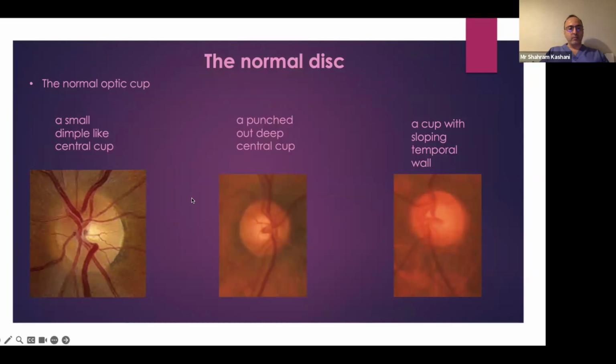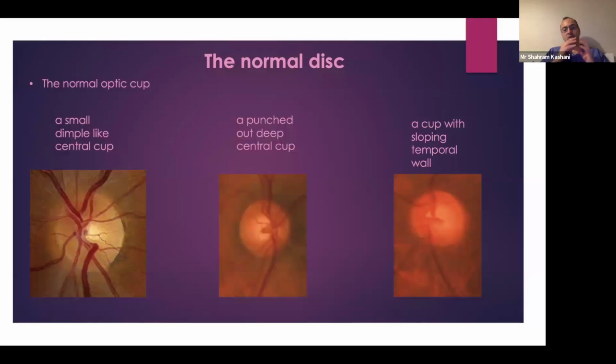So a normal disc can look variable. Sometimes you can just get one like here, which has a small dimple-like central cup. Hopefully, most of you would pass that as normal. Sometimes you might have the cup a bit deeper and punched out, or you might see a temporal slope. You can appreciate that in all these, the retinal nerve layer is quite pink and yellow, so there's no pallor to the optic nerve, and there's no swelling. Clinically, swelling can be distinguished by looking at the blood vessels going into the disc. If you have optic disc swelling and edema, then the blood vessel appearance can be quite blunted.